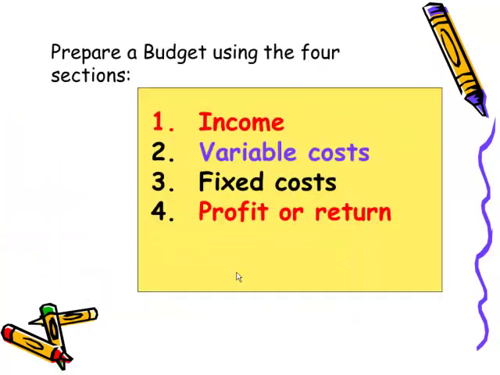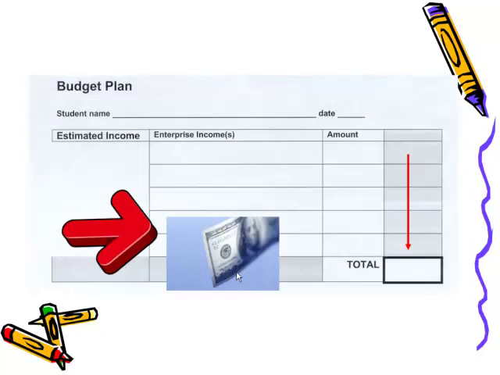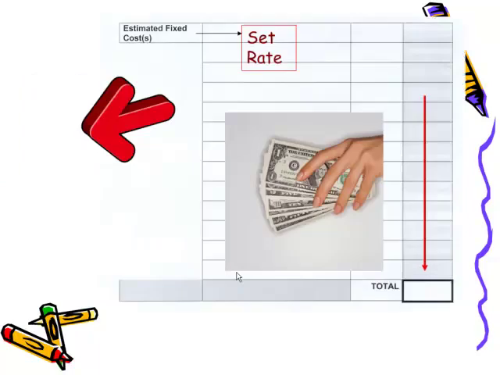So going back to those 4 sections again, remember income and the 2 and 3 there, variable and fixed costs are expenses that you're going to pay out from your income. And then what's left over is basically your profit or return. So if you look at a budget plan, we put that down. We look at another example here, $1,000.